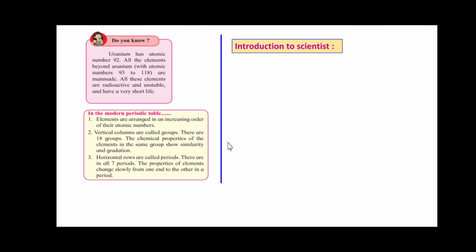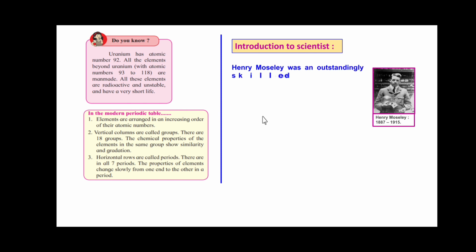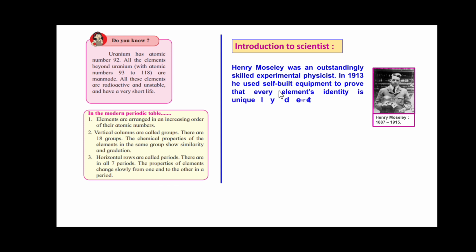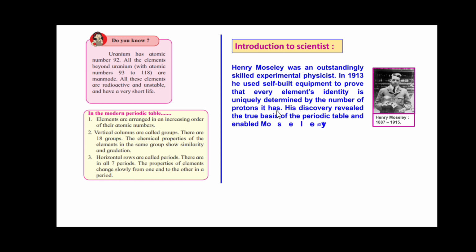Let us get introduced to the scientist Henry Moseley. Henry Moseley was an outstandingly skilled experimental physicist. In 1913, he used self-built equipment to prove that every element's identity is uniquely determined by the number of protons it has. His discovery revealed the true basis of the periodic table and enabled Moseley to predict confidently the existence of 4 new chemical elements, all of which were found.